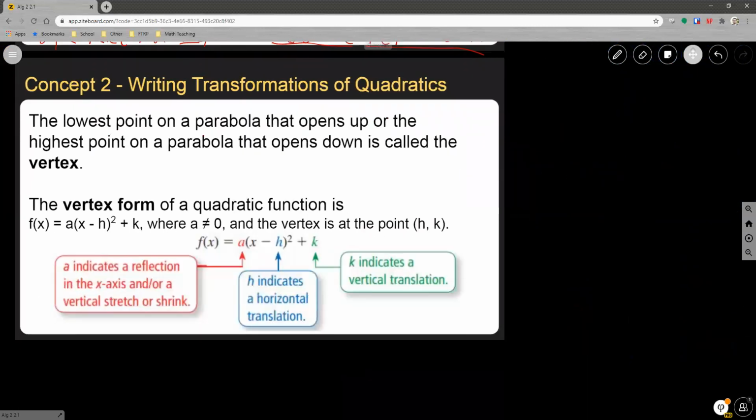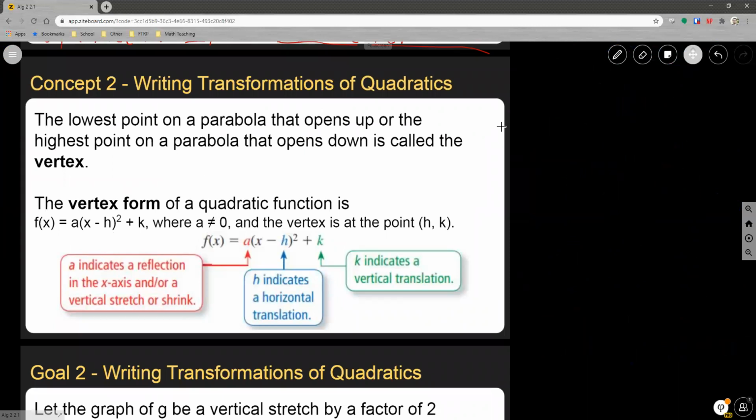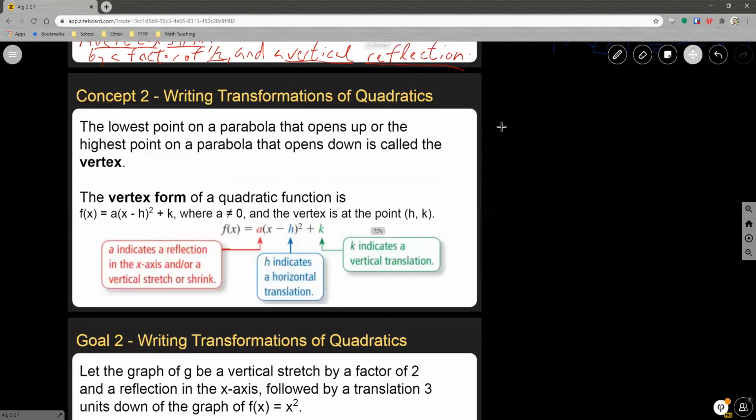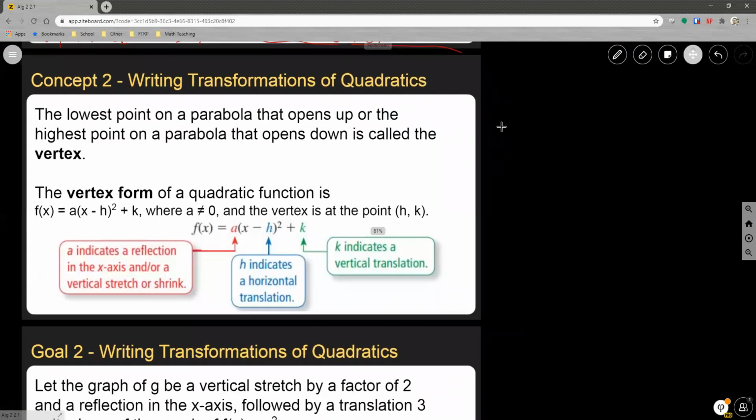All right, last concept. There's only a few more slides worth of information left if I recall correctly. Let's zoom out real quick. Yeah, it's only 3 more slides. So the next concept is writing transformations of quadratics.